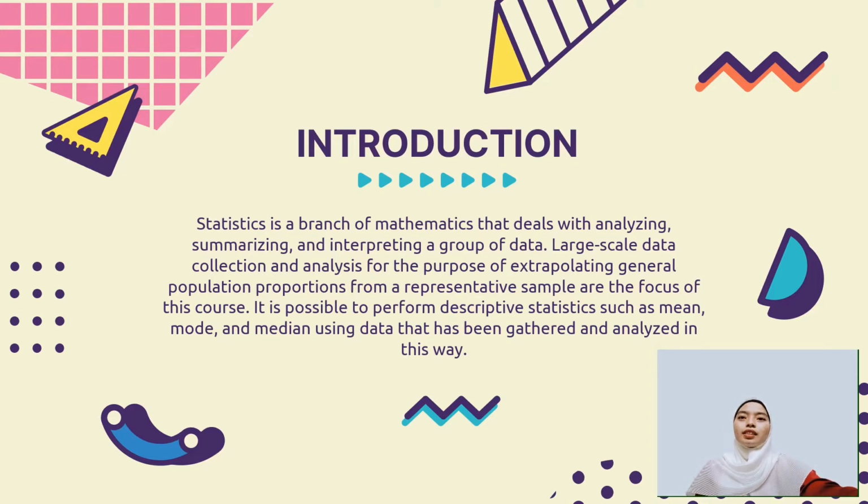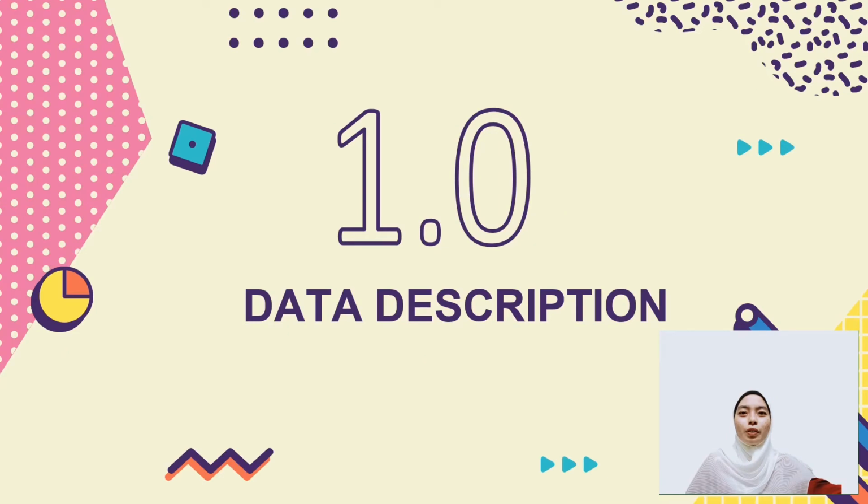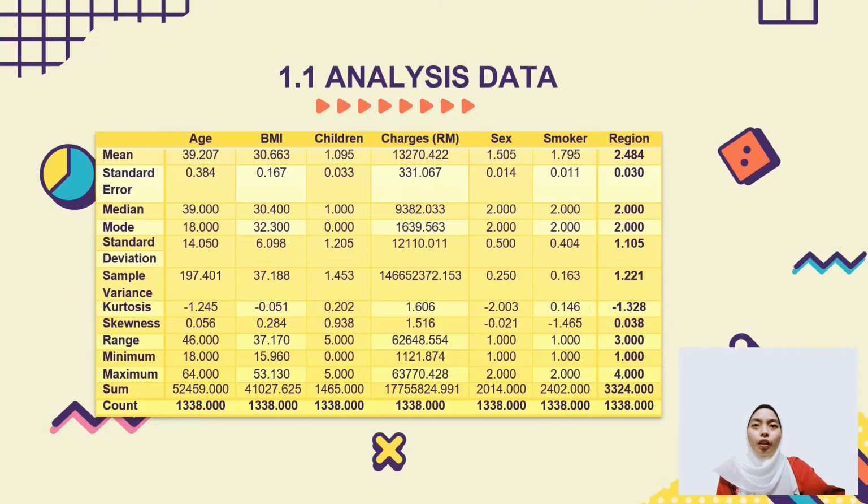Introduction. Statistics is a branch of mathematics that deals with analyzing, summarizing, and interpreting a group of data. 1.0 Data description. 1.1 Analysis data. The table above shows the data analysis for age, BMI, children, charges, sex, smoker, and region for 1,338 people taking life insurance. From the analysis data, we can see the mean, standard error, median, mode, standard deviation, and so on.